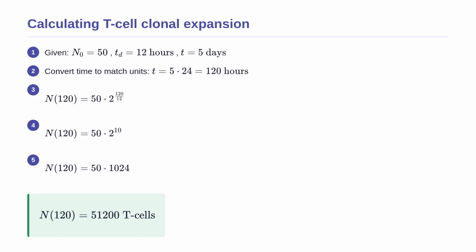2 raised to the power of 10 gives a massive multiplier of 1,024. Multiplying this by our initial 50 cells gives a final answer of 51,200 T cells. Physically, this shows how the immune system scales from almost nothing to a massive fighting force.